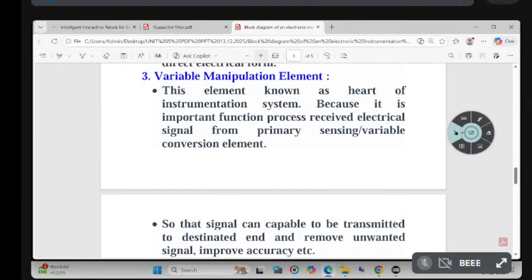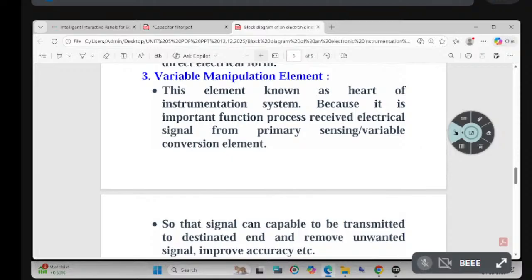What are you doing in manipulation? You are removing unwanted signals. After removing them, the data is transmitted. Removing unwanted signals improves the accuracy. Where are you removing the unwanted signals? In the manipulation element, to improve accuracy. First the temperature is measured. Who does that?